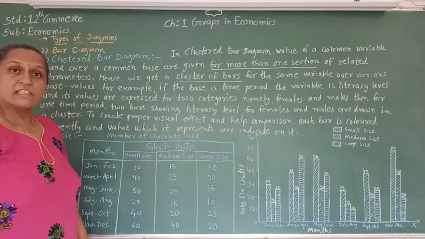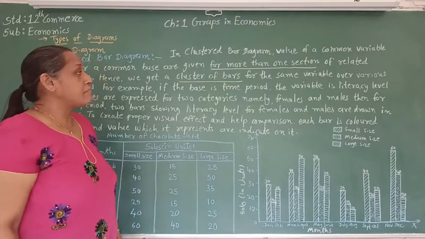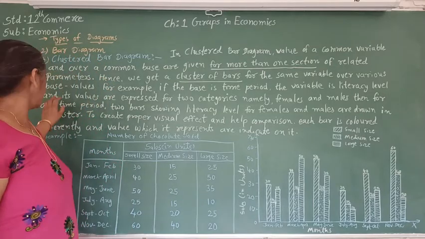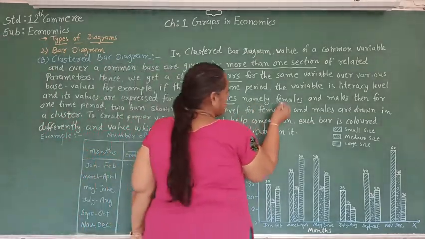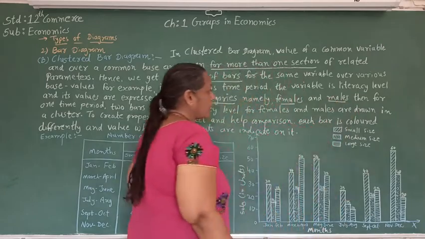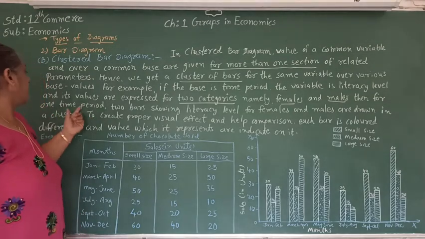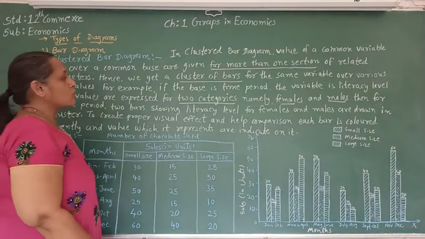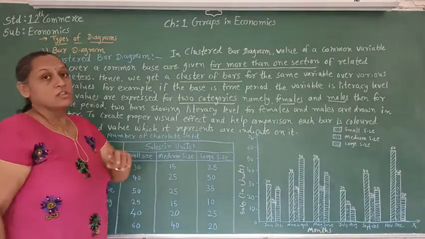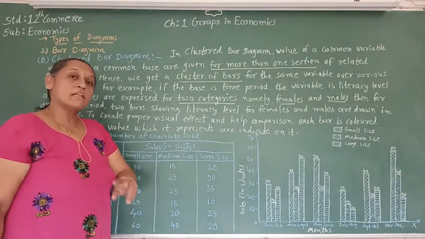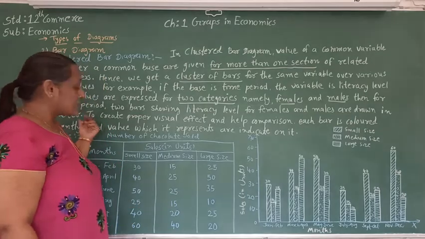Let's try to understand the same with the help of an example. For example, if the base is time period, the variable is literacy level, and its values are expressed for two categories, namely male and female. For a cluster, for one time period, two bars showing literacy level for female and male are drawn in a cluster. So for one period of time there will be two bars, first for the female and the second one for the male, and that's why it is called a cluster.